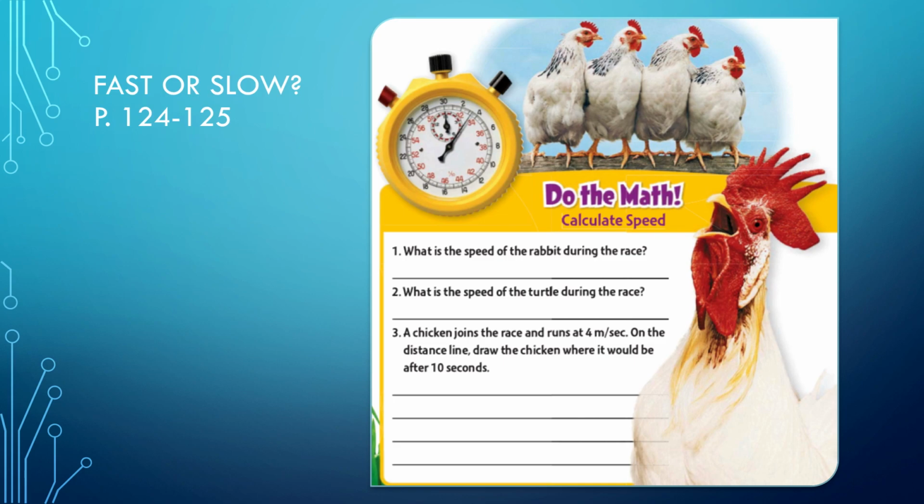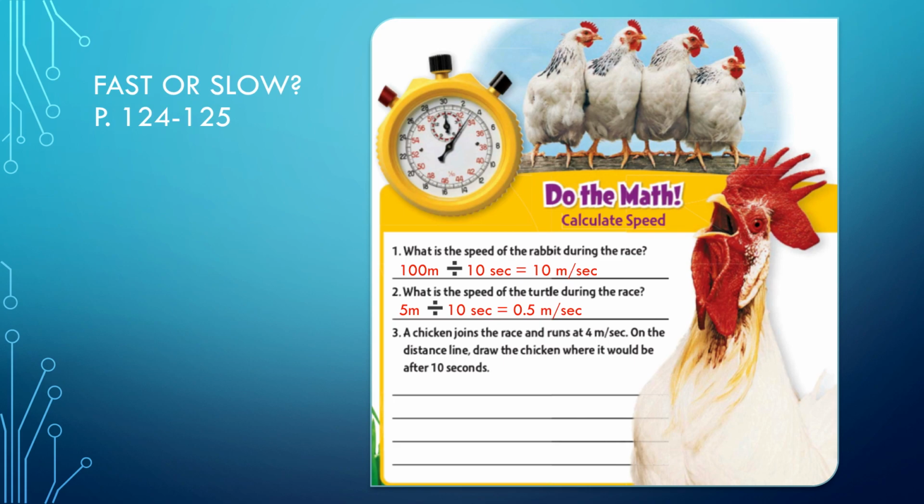Read pages 124 and 125. Fast or slow? Let's see how you did on Do the Math. Number 1, what is the speed of the rabbit during the race? We would do 100 meters divided by 10 seconds equals 10 meters per second. Number 2, what is the speed of the turtle during the race? That would be 5 meters divided by 10 seconds, which equals half a meter per second.